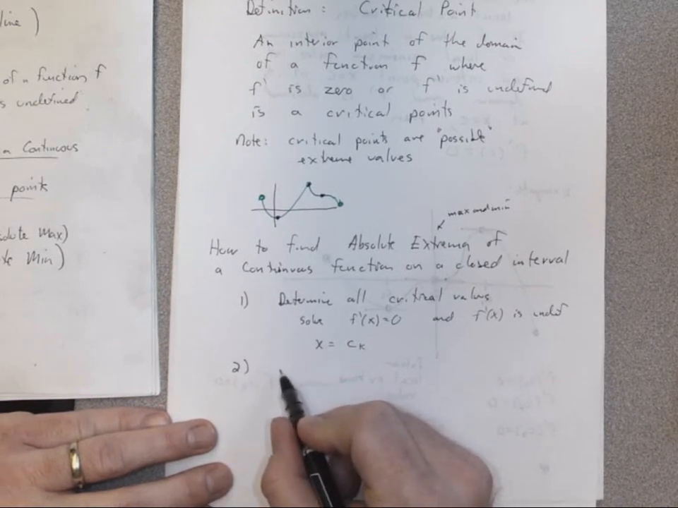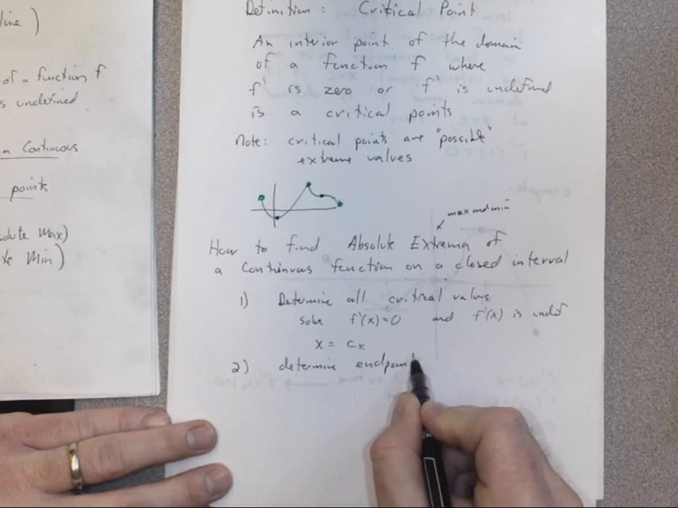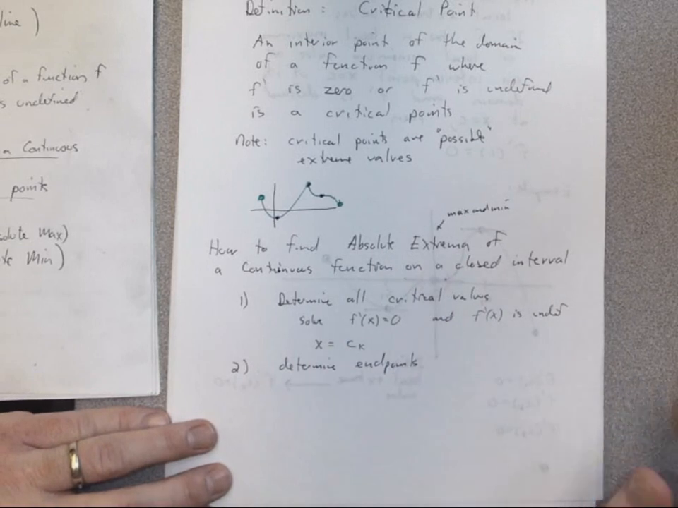Two, we're going to determine the endpoints. Well, the endpoints are going to be given because they're going to give us our interval. They're going to say f of x on this closed interval, so they're going to tell us what the endpoints are.